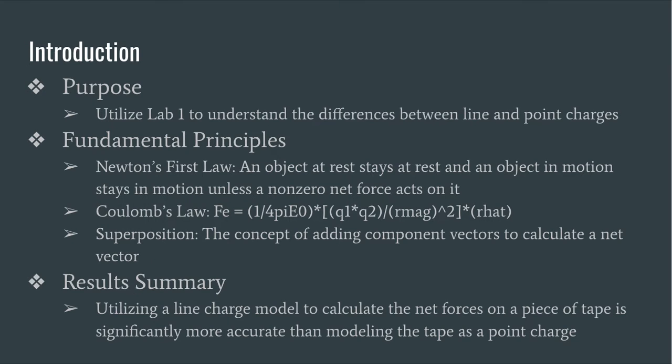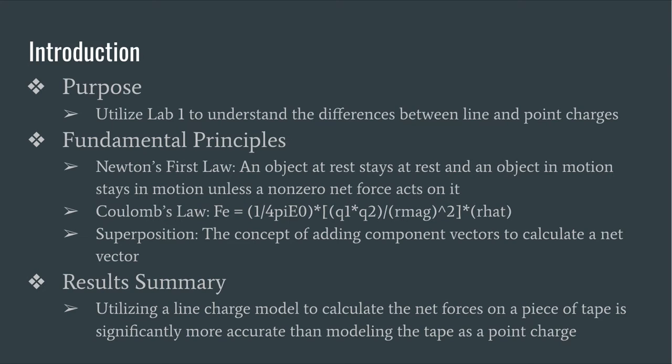The purpose of this lab is to utilize the data from Lab 1 to model and explore the differences between point and line charges. This is important because it showcases more accurate ways to mathematically model charges, which can give us a more accurate understanding of our universe as we use those principles to model the phenomena that surround us. The fundamental principles showcased in this lab are Newton's first law and Coulomb's law.